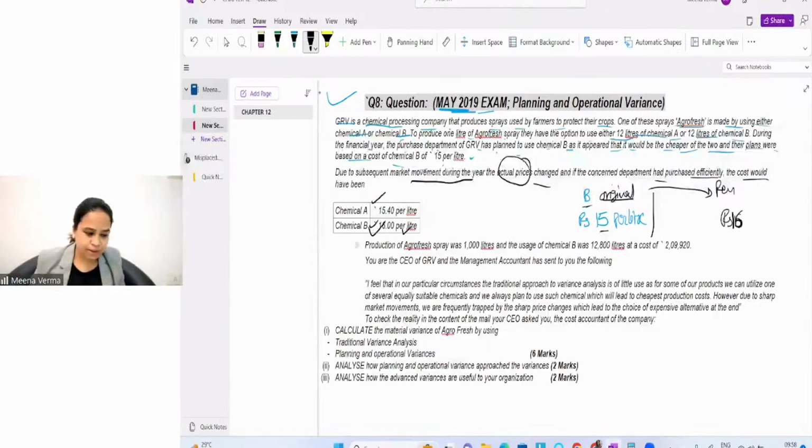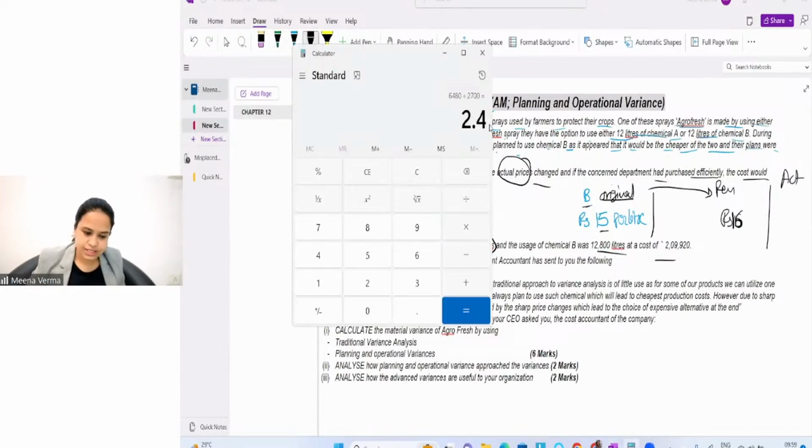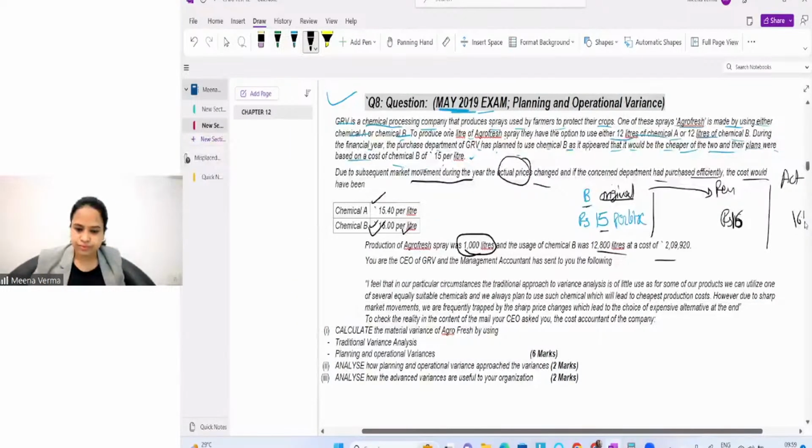All right, then what is happening? The actual final good produced is 1000 and the chemical usage is given. If you divide them, you will get the actual price. This is a similar question, by the way. 209920 divided by 12800, right? This is coming as 16.4. Actually, what we are paying is 16.4.